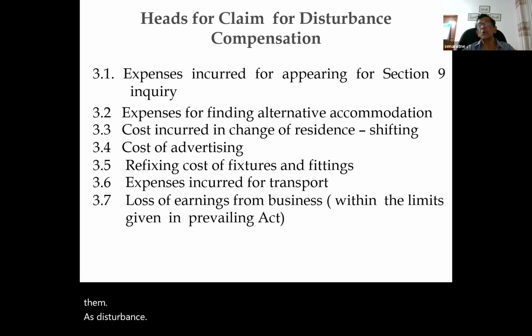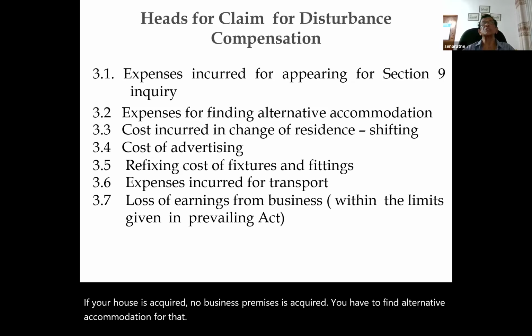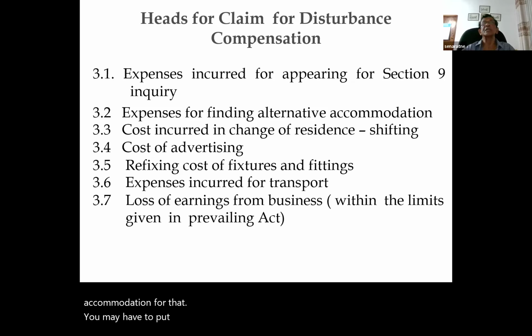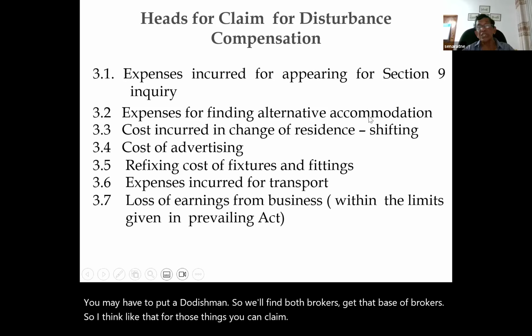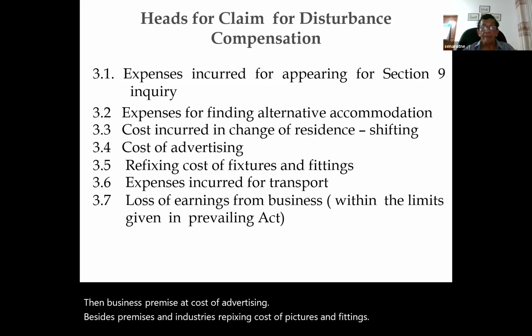3.2, expenses for finding alternative accommodation. If your house or business premises is acquired, you have to find alternate accommodation. For that, you may have to put advertisements or find brokers and get the advice of brokers. For those things, you can claim. Cost incurred in change of residence, shifting. Then business premises, cost of advertising. Business premises and industries, refixing cost of fixtures and fittings. Then expenses incurred for transport.